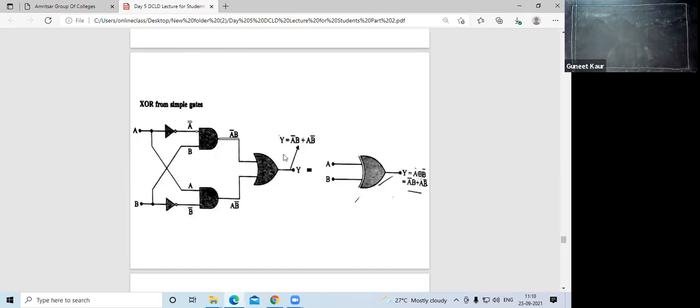Similarly, the second term is A B bar. So we give A directly to the second AND gate, and B bar after going through the inverter. This gives you A B bar. Now you know the expression should be A bar B plus A B bar, so we need one OR gate. This gives Y equals A bar B plus A B bar, which is also written as A XOR B, the circle with the plus sign.